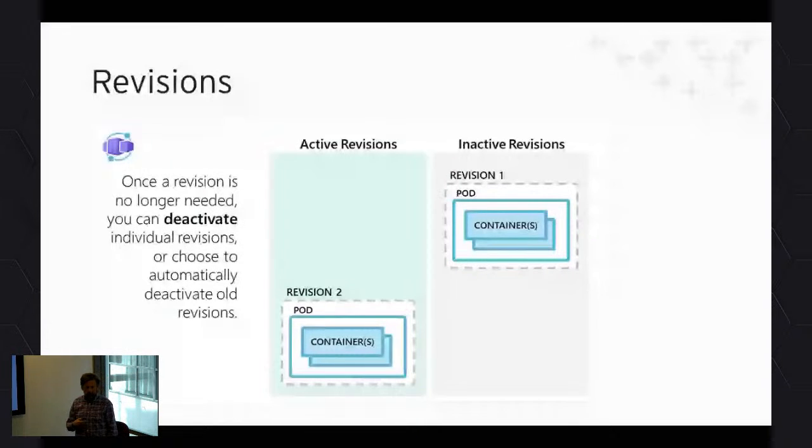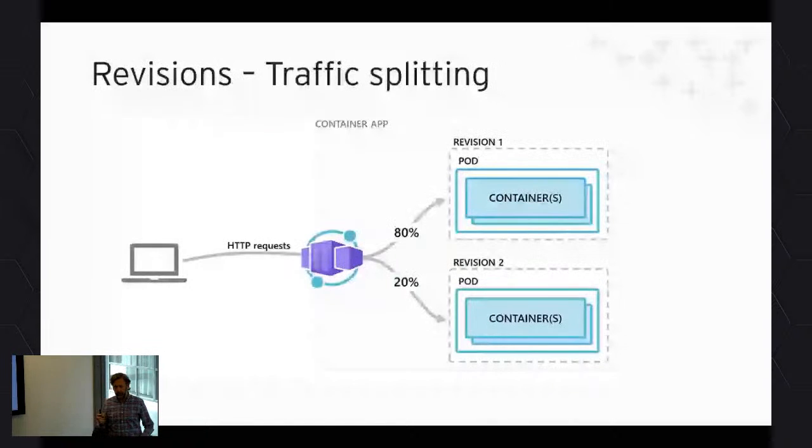So again, this is how you achieve zero downtime, but you can also do more things than just that, because this allows you to do traffic splitting. You can actually have multiple containers running, multiple revisions running at the same time. So for example, you can do things like canary deployments, which you might have heard of, which is basically a way for you to incrementally roll out a new version.